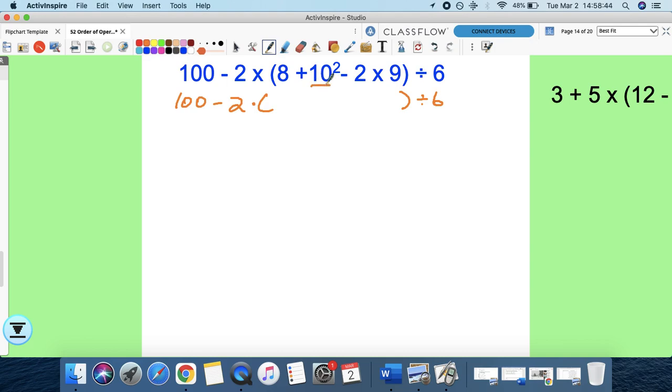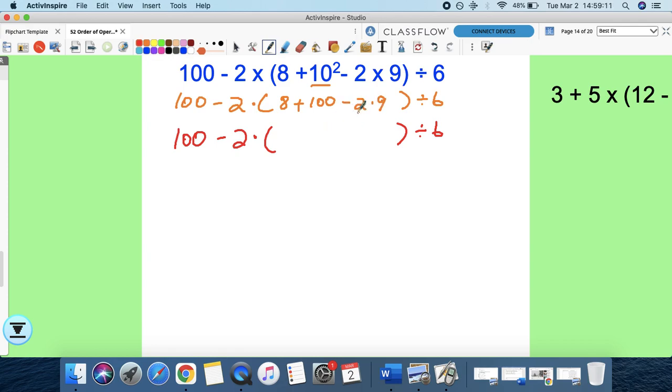First we do the exponent. So we get 8 plus, and 10 to the second power is 10 times 10, and I'm going to write 100. And then minus 2, and again, instead of the x, we poner un punto, 2 times 9. So we're going to continue. We still have to finish the parentheses. Inside the parentheses, we have addition, subtraction, multiplication.